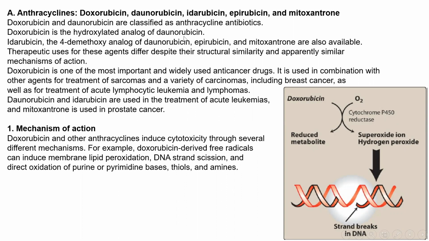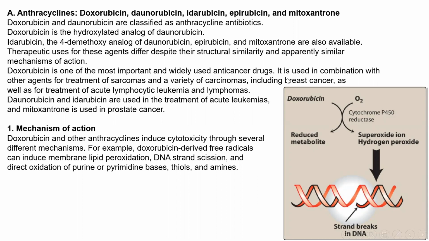Doxorubicin and daunorubicin are both anthracycline antibiotics, and this is very clear from the class of this drug. Doxorubicin is the hydroxylated analog of daunorubicin, so they are structurally related drugs. Idarubicin is also another derivative, in addition to other members. These drugs are used for different cancers, even though they have structural similarities and a similar mechanism of action. Doxorubicin is the most important one in this class.